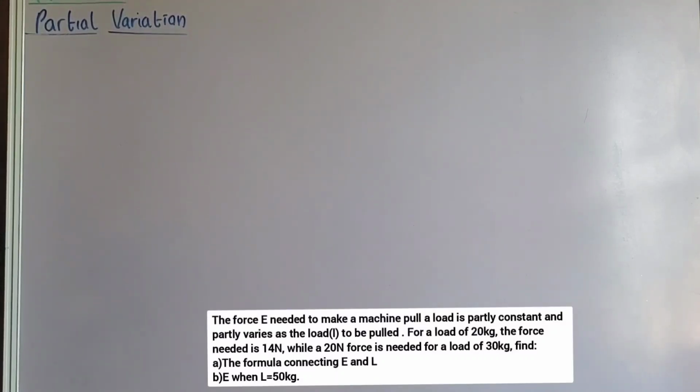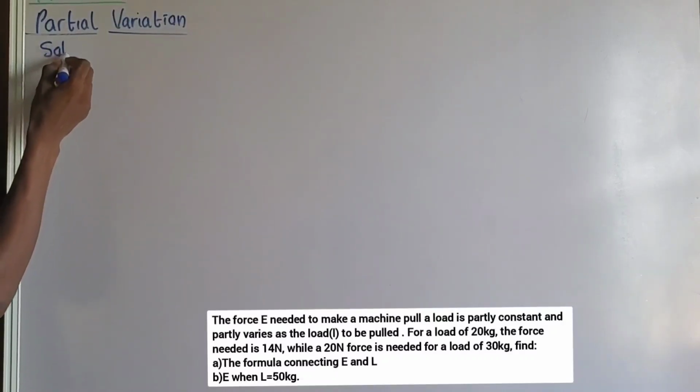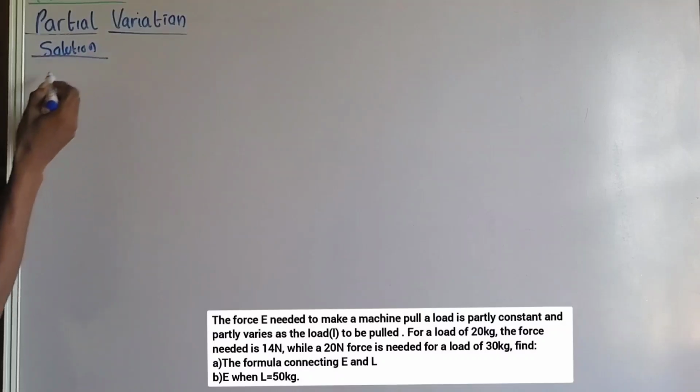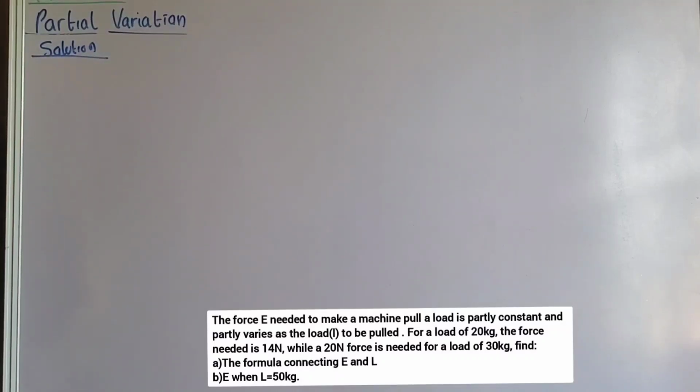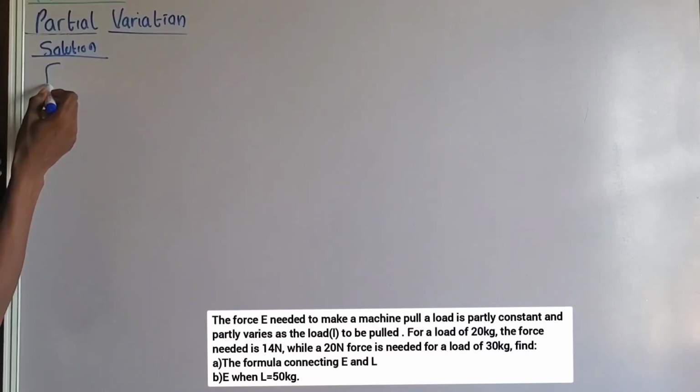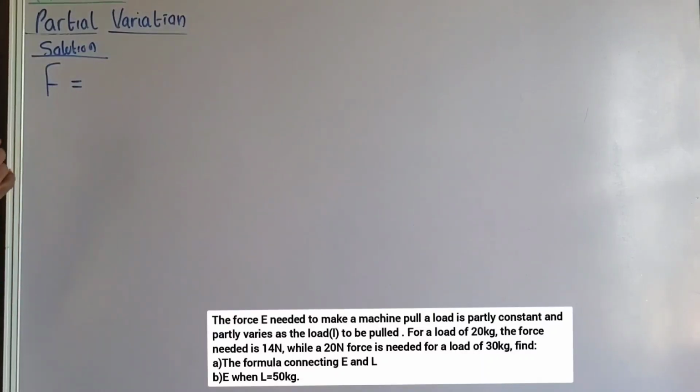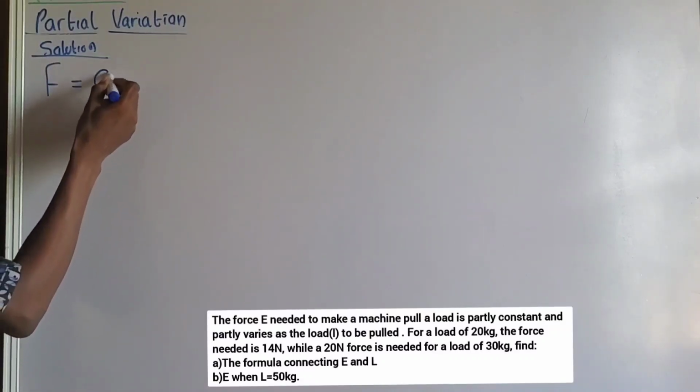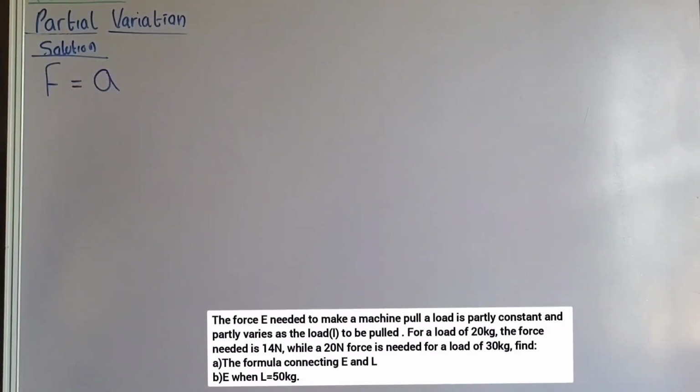Okay, let's interpret the question mathematically. We are told that the force needed to make a machine pull. Please pay attention. Let us represent the force as F. You understand? The force F needed to make a machine pull a load is partly constant. So F is partly constant. So now, because it is partly constant, we don't know the constant, right? So let us represent the constant as A. You understand? So F equals A. Don't forget that A is the constant.